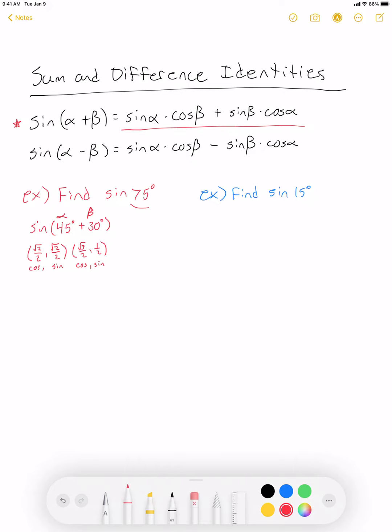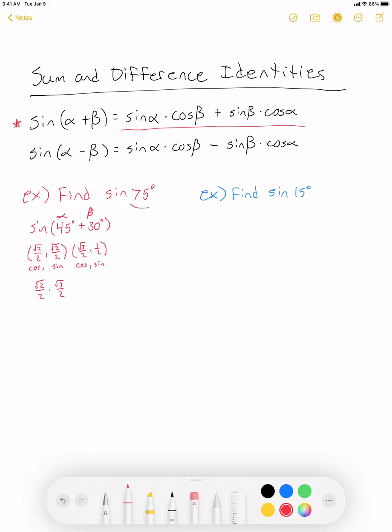So what is the formula? Sine of alpha, or sine of my first term, which is 45 degrees. So therefore, we're going to say the y value at 45 degrees, which is radical 2 over 2. Sorry, I did not mean to write sine there. So what is the sine of 45 degrees? Well, it is radical 2 over 2. So radical 2 over 2 times my cosine, the x value of beta, my second value, which is 30. So what is the x value of 30 degrees? Well, that is radical 3 over 2. So radical 3 over 2.